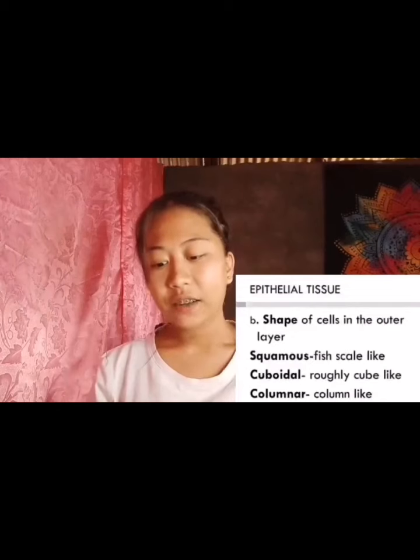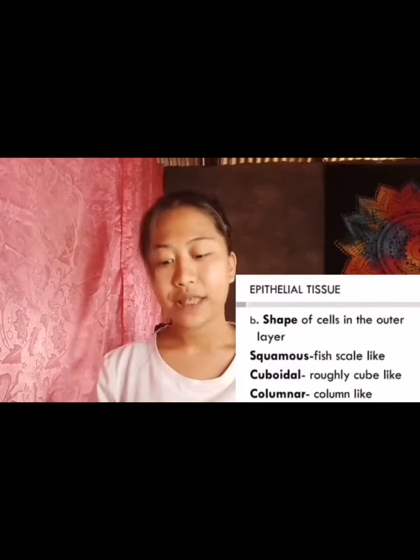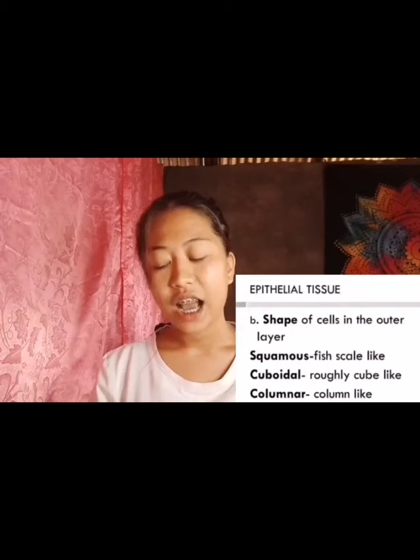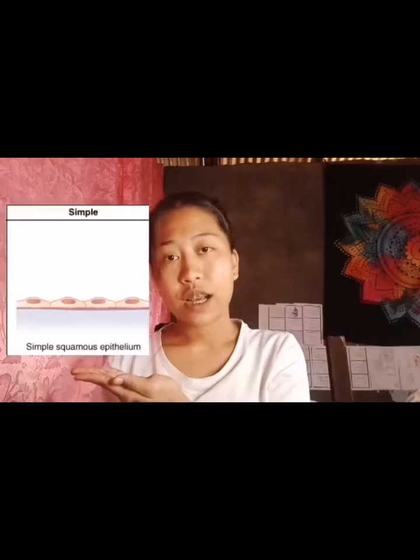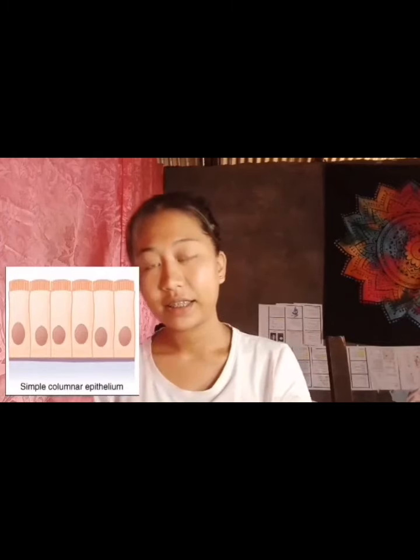The second category is the shape of cells in the outer layers. First, squamous, fish scale-like. Second, cuboidal, roughly cube-like. And the last one is columnar, column-like.